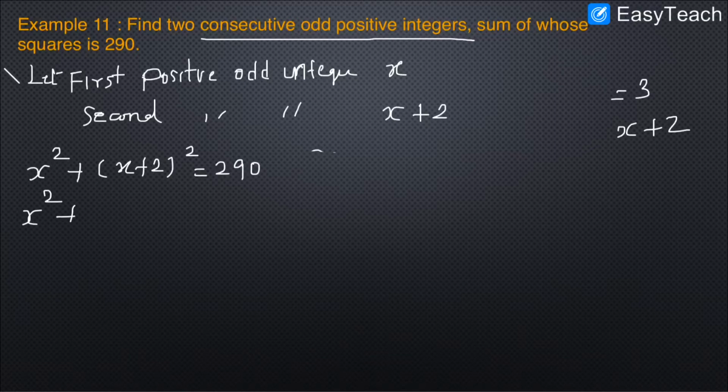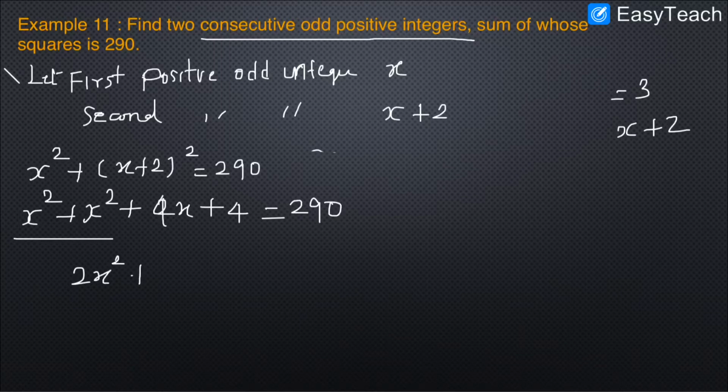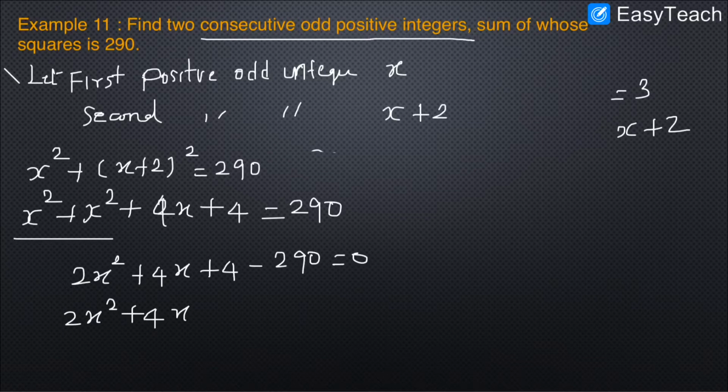So x squared plus (x plus 2) the whole squared. We can use the (a plus b) whole squared formula, which is a squared plus 2ab plus b squared. So x squared plus 2 into 2, which is 4x, plus b squared, 4, equals 290. In the next step we add: 2x squared plus 4x plus 4 minus 290 equals 0. So 2x squared plus 4x minus 286 equals 0.